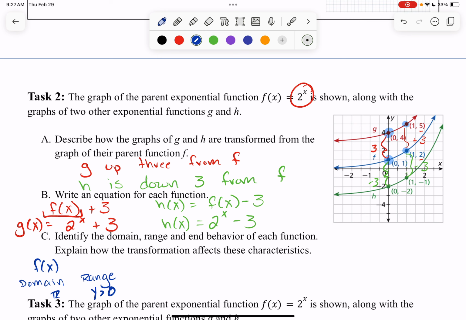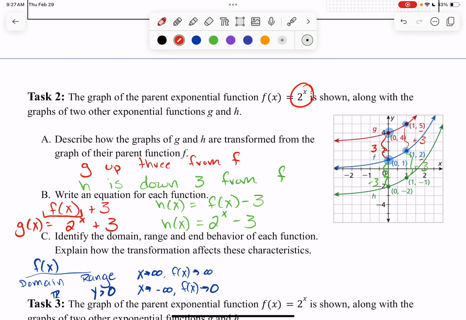End behavior. What happens as x gets really big? Meaning, as x goes this way, what's my function do? It goes up. My function, as x gets big, f of x also gets big. As x gets small, meaning go this way, what does my function do? My function gets really close to 0. My function goes to 0. So there's f of x.